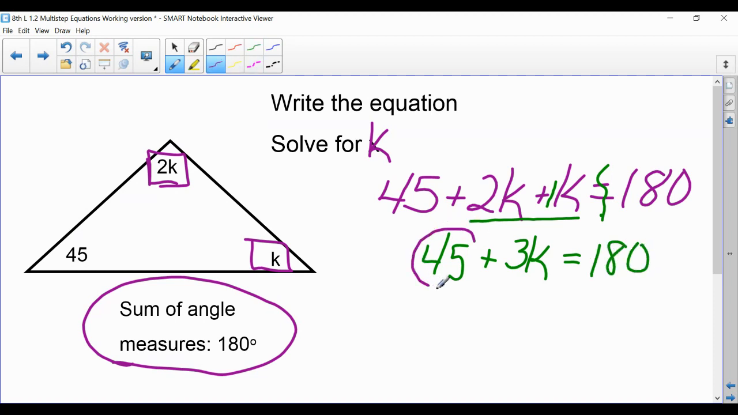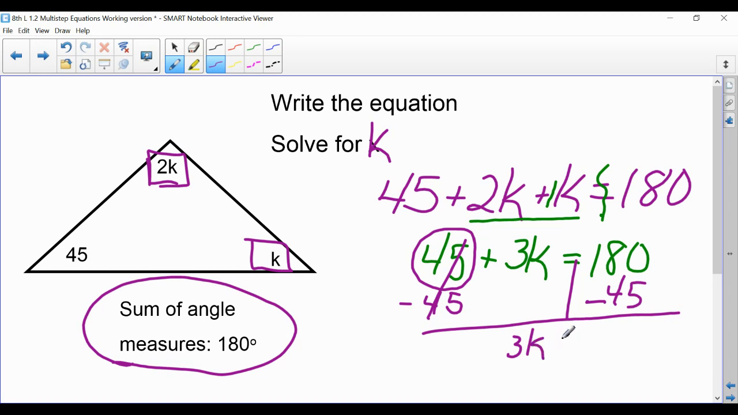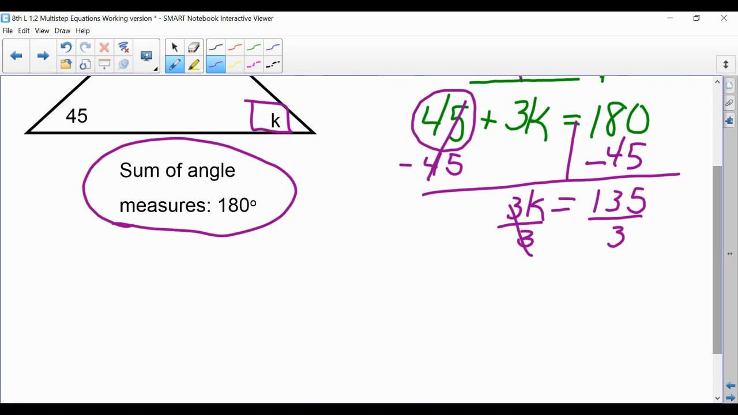I can find my constant over here on the same side as the variable. So this is a positive 45. I'm going to do negative 45 on both sides to move it to the other side. And I'm left with 3k equals 135. Divide both sides by 3. They'll cancel out. And we have 135 divided by 3.